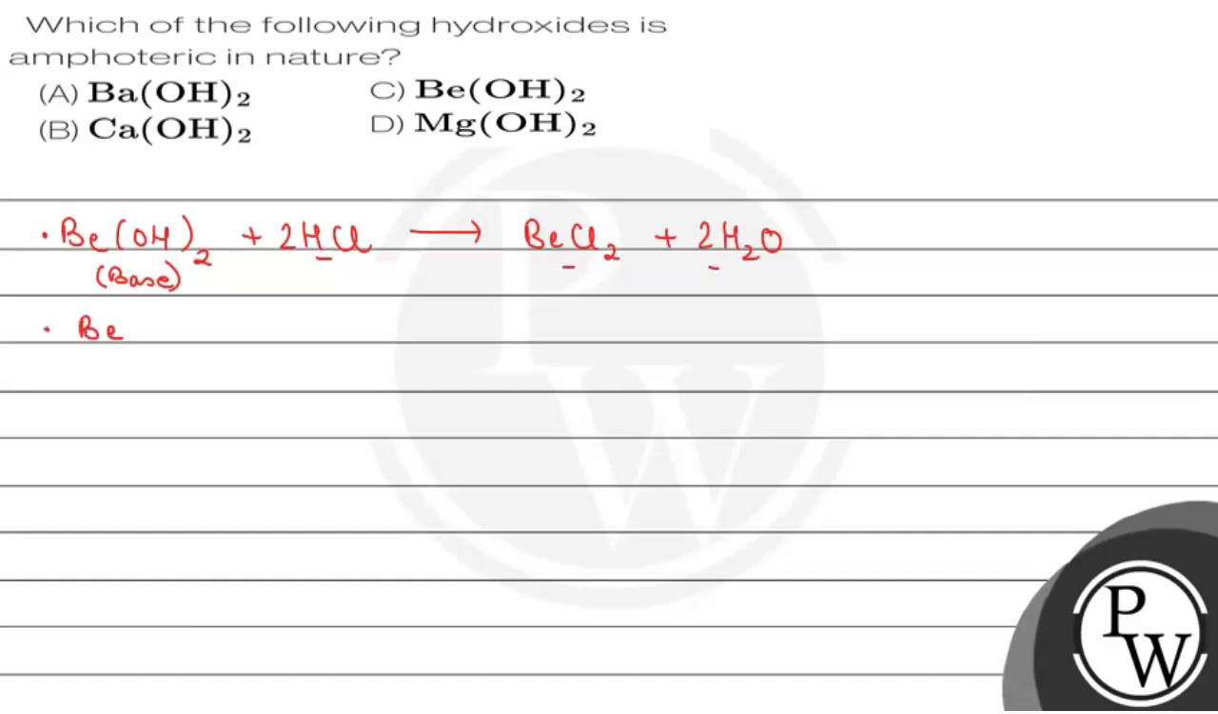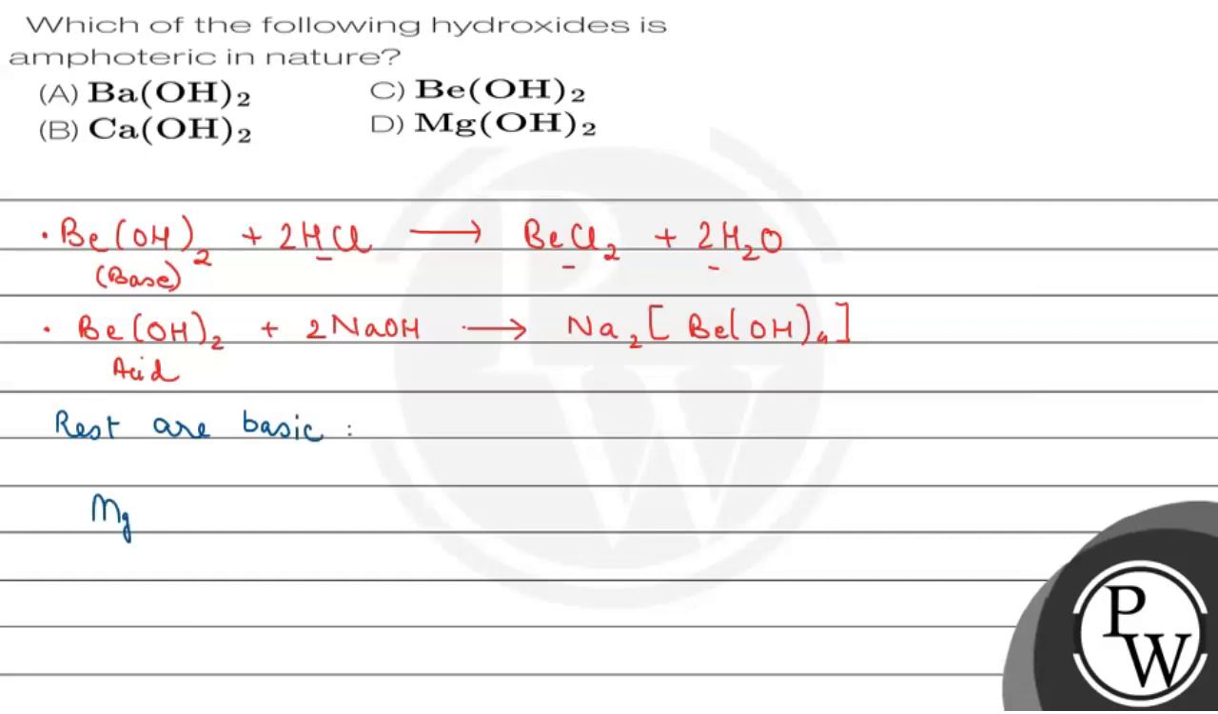अब दूसरी रिएक्शन देख लेते हैं बेरिलियम हाइड्रोक्साइड की, in which it is acting as an acid, that is it reacts with base NaOH to give Na2[Be(OH)4] complex. The rest of the hydroxides are basic in nature, so they will react only with acid.